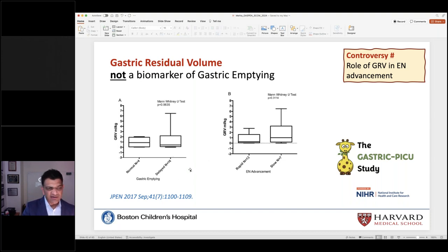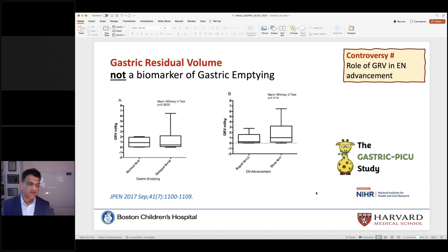On the left are some of our data using paracetamol absorption or acetaminophen absorption tests to look at actual gastric emptying. And on the left, we show that in patients who had actual gastric emptying measured by using the acetaminophen absorption test, some of you may know that test, there is no difference in gastric residual volume between those that had normal versus delayed. Similarly, there's no difference in gastric residual volume between clinically patients that advance rapidly or do not advance rapidly their enteral nutrition. So GRV is not stayed as an evidence-based practice. It still is being measured.